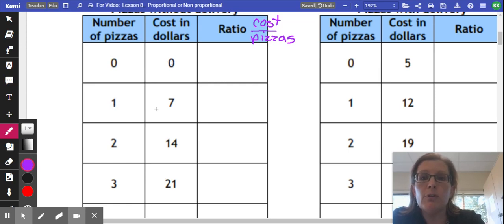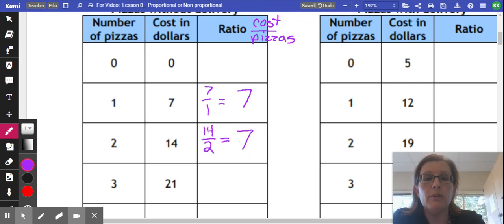So we want to start with our first pizzas. So I have $7 for 1 pizza. So my ratio is 7/1. And 7/1 will simplify to 7. Now I look at my second ratio of 2 pizzas for $14. So I have $14 for 2 pizzas. And that will also simplify to 7 because 14 divided by 2 is 7.